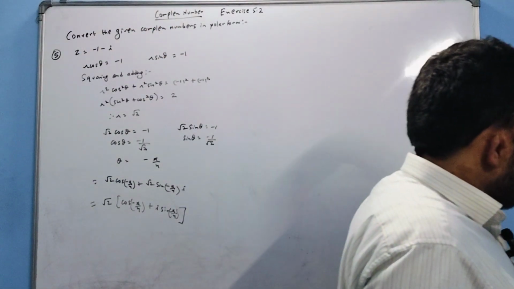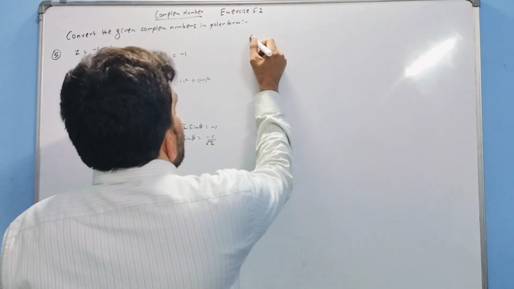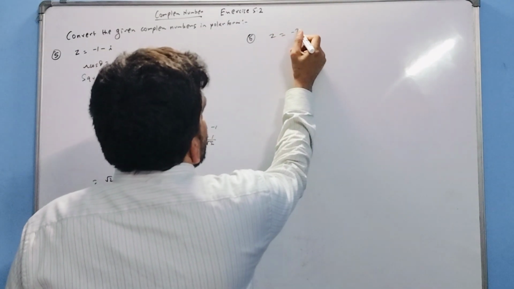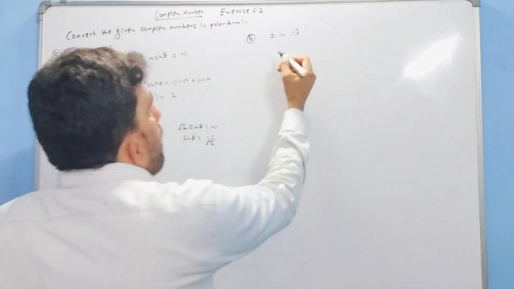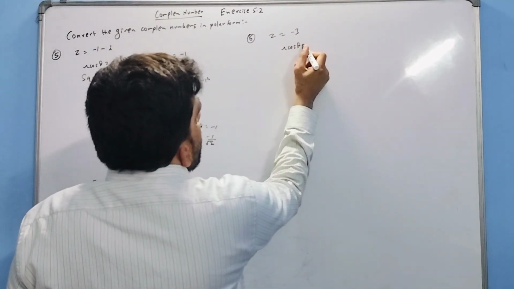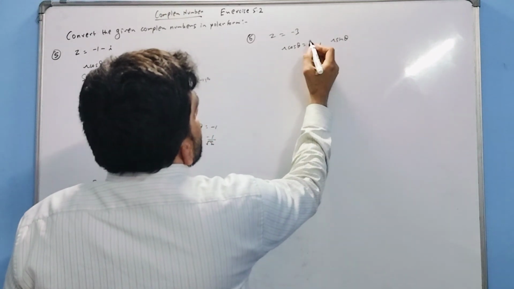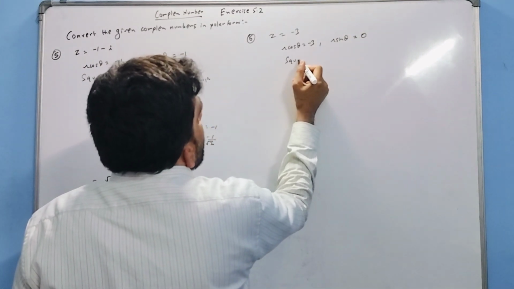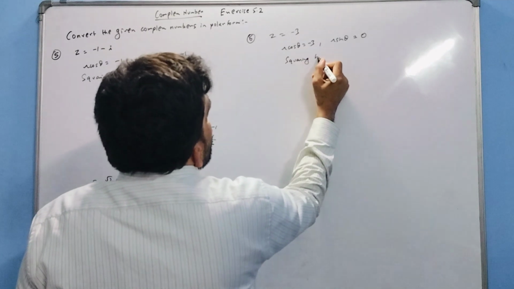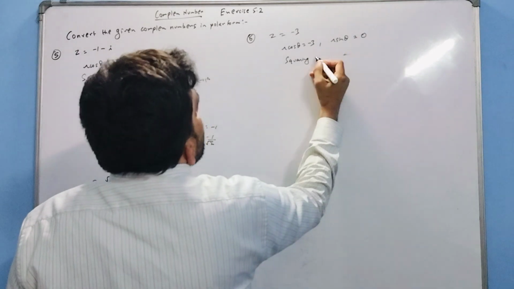Now let us try to find the polar form of the next complex number, that is z is equal to minus 3. They have given minus 3 only. So how will we solve it? We have r cos theta is equal to minus 3 and r sin theta is equal to 0. Now the same step we have to follow, that is squaring both sides. Squaring and adding we can get, right? Okay.